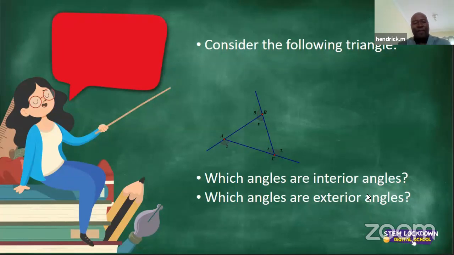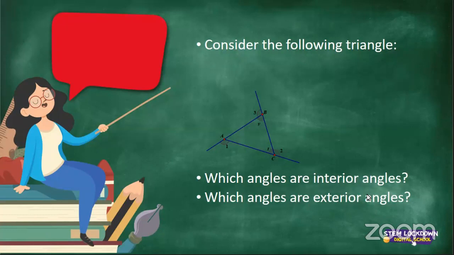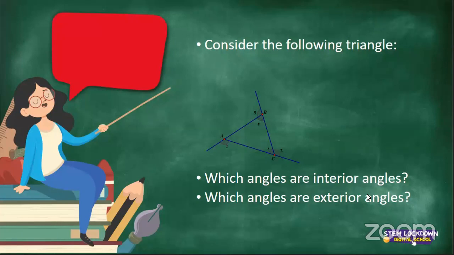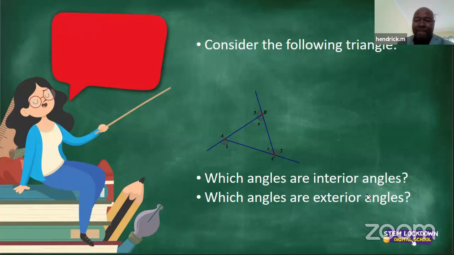Let's go to Tino. Tino, can you give us the interior angles in this triangle? Tino? Y1, I think so. Okay, did you just say Y1? Are you talking about angle Y? I see angle Y on the picture. Yes, sir. Okay, give me another one. Give me another interior angle.